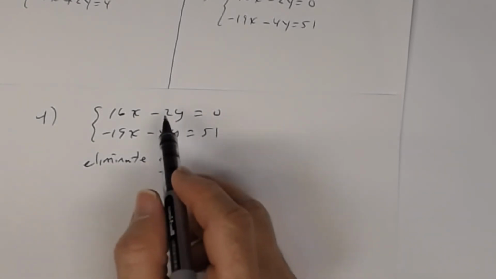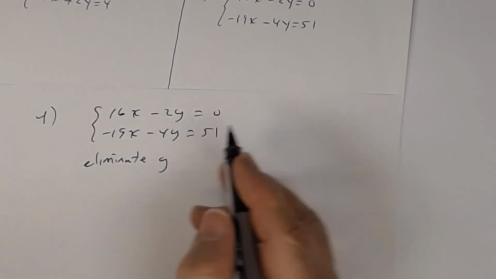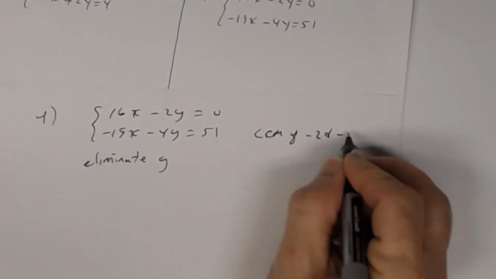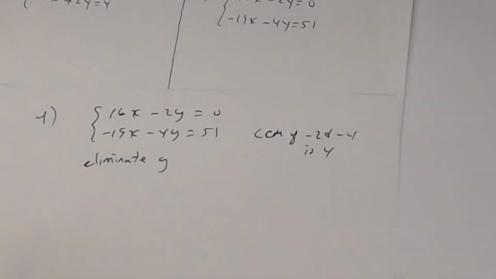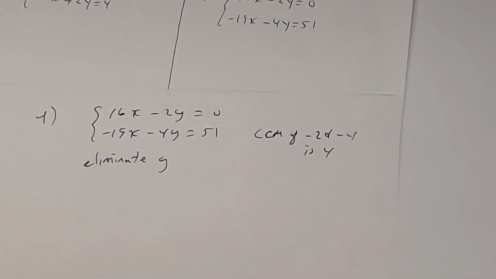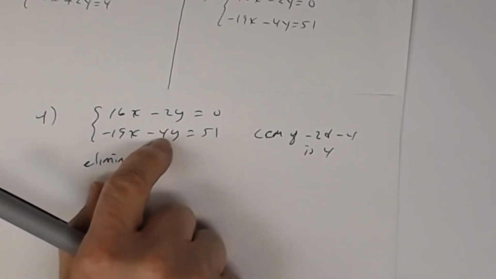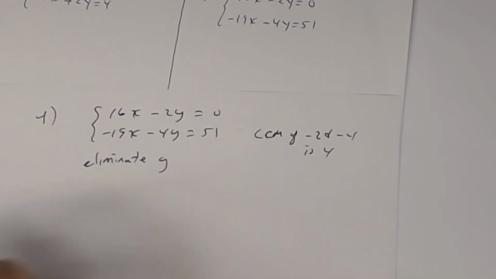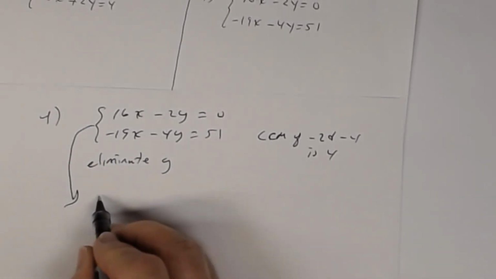And also in this case the least common multiple of negative 2 and negative 4 is 4, right? The smallest number that negative 2 and negative 4 go into is a positive 4. And notice this is already a negative 4. You got to make this a positive 4, right? So I'm going to go ahead and rewrite this over.